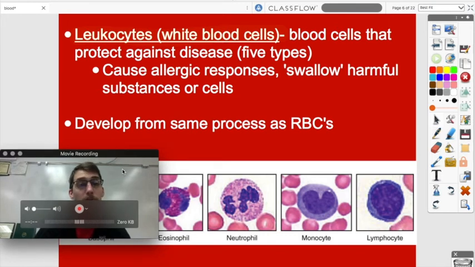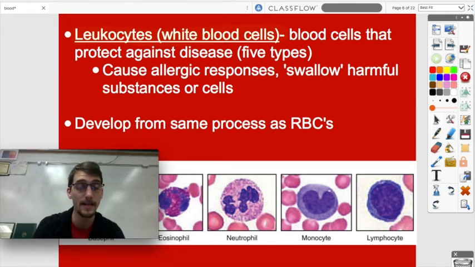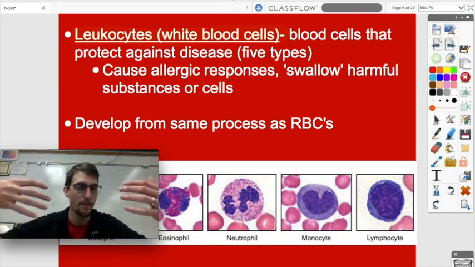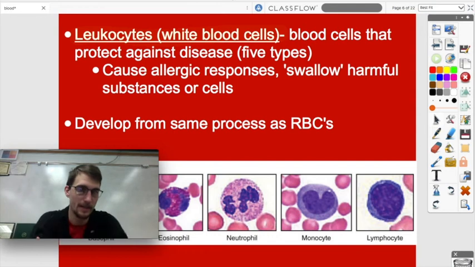But leukocytes generally cause allergic responses, so they will release things like histamine, and they'll "swallow," I put in quotes, harmful substances or cells through a process called phagocytosis. It'll extend its membrane around it and then bring it in and dissolve it. So if it's some kind of virus or bacterial cell or even a parasite, your white blood cells should take care of those.